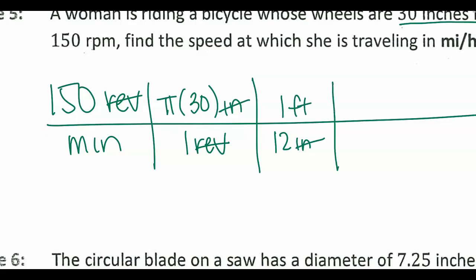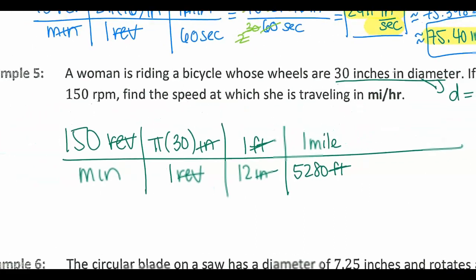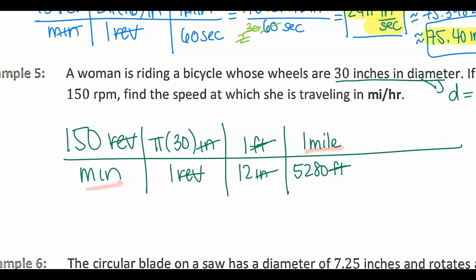Now the fun part. How many feet are in 1 mile? There are 5,280 feet in 1 mile. Now notice that I have just miles in my numerator. That's what I want to see. Right now, if I was to stop, my units would be in miles per minute. I want miles per hour. So the only other thing that I need to do is convert from minutes into hours by doing 60 minutes in 1 hour.